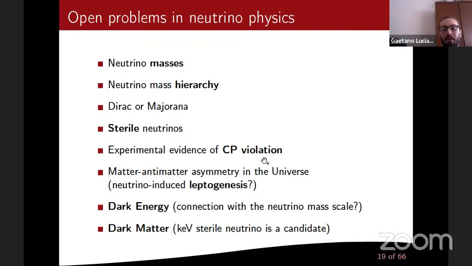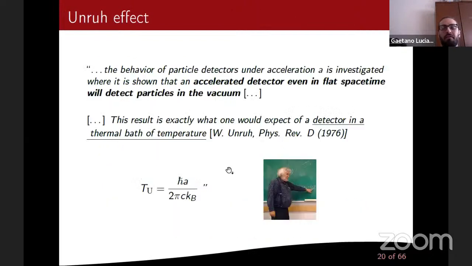If there is CP violation, which is predicted by the standard model, but for the moment we don't have an experimental signature. And then there are also problems more related to cosmological aspects. For instance, some species of neutrinos can be candidates for dark energy, dark matter, and so on. Okay, well, this is the first tool.